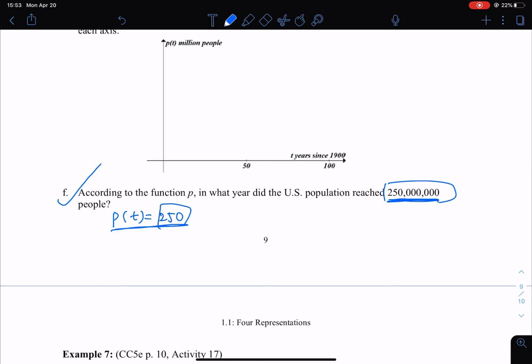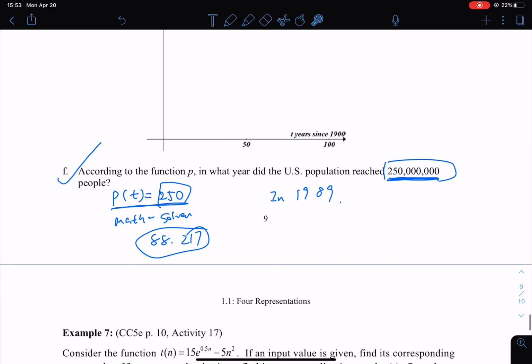And the solution should be in year 1989. After you use the math solver, the answer should be about 88.217, but you have to use the next one, next year, 1989. So this one shows you have to be very careful about the unit, because if you use 200 million instead of just 200, you may get the wrong answer.